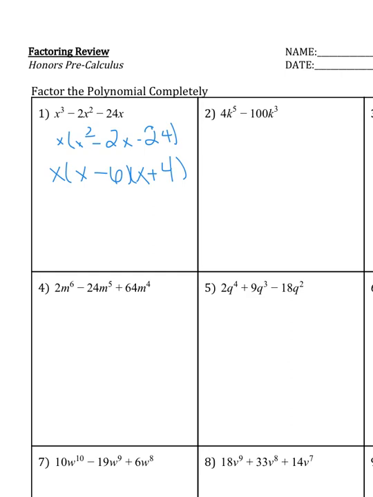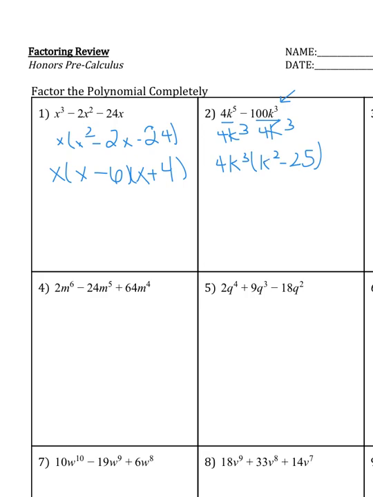Number 2, so we need to do GCF with this one as well. And so we notice we can divide out, factor out a 4k cubed. So as a hint, you always look at that last value, the exponent of the variable, and that can kind of clue you in. So it is 4k cubed, and we are left with k squared minus 25.